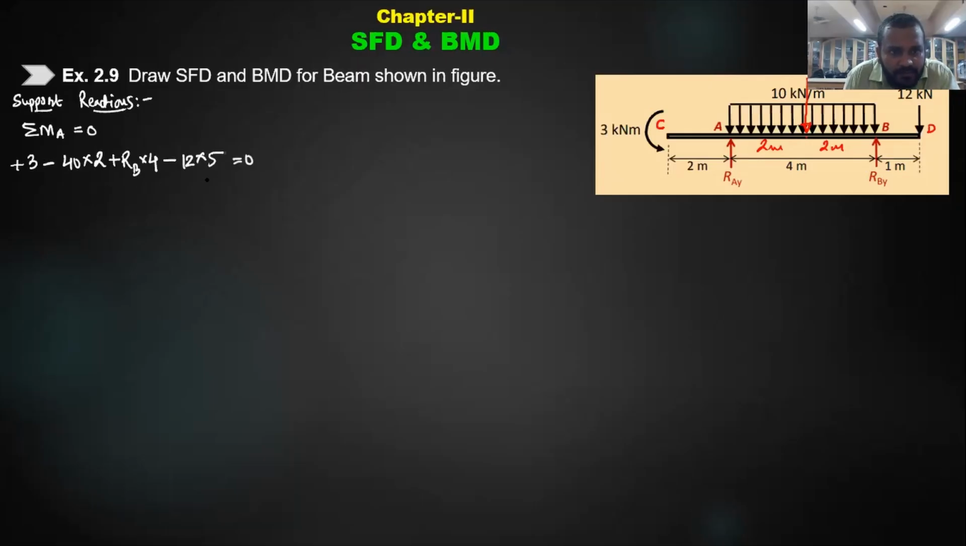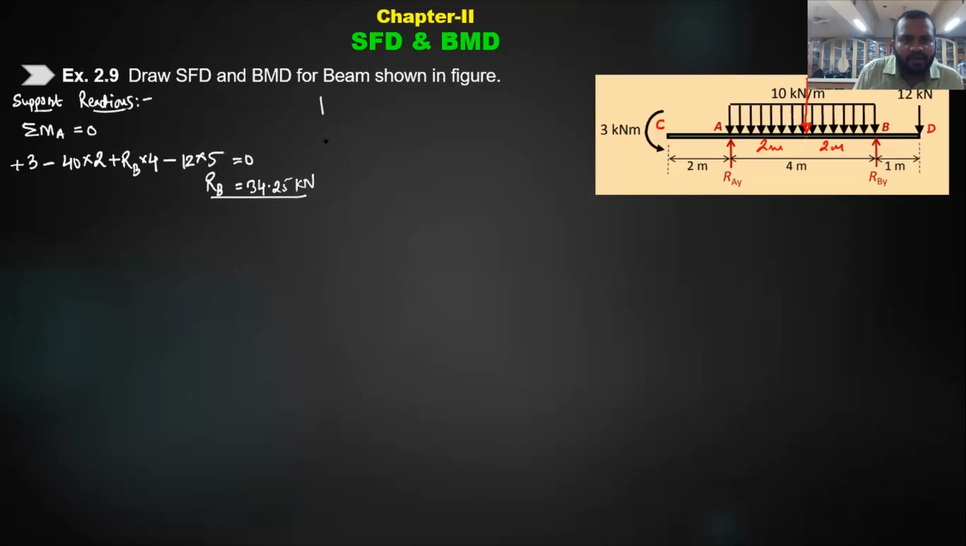Can you give me the value of RB? Yes, quickly. Anybody? The 34.25. Okay, 34.25. Others kindly cross check. 34.25. Okay, good. So we are having the value of 34.25 kilonewton, right? So this is the first answer.